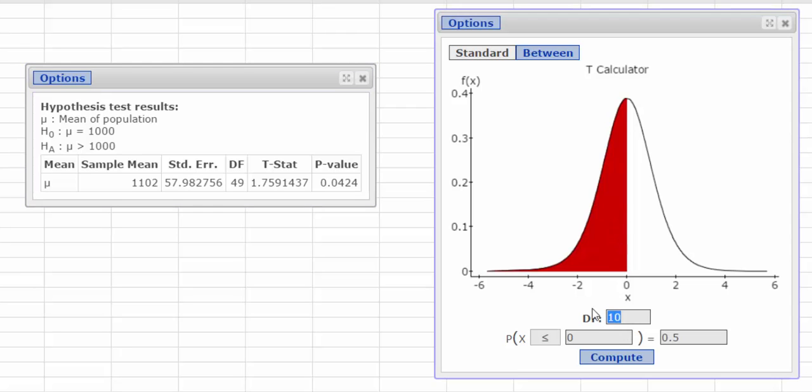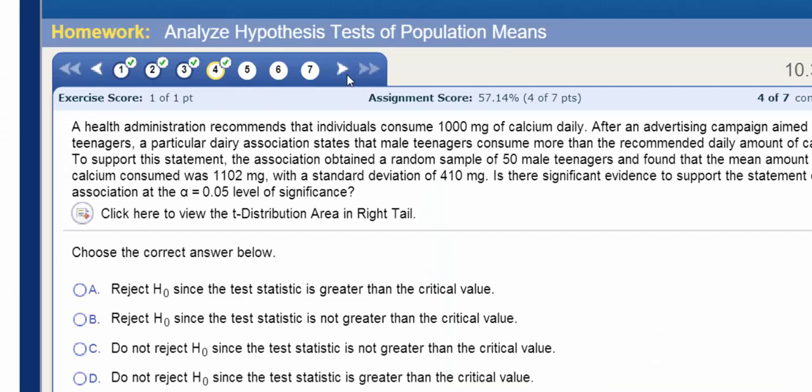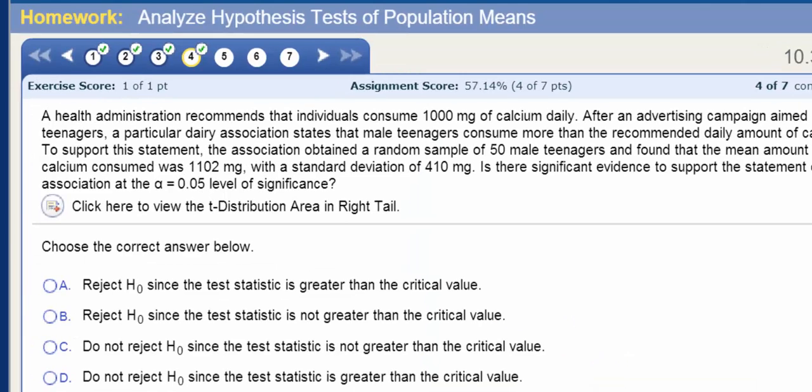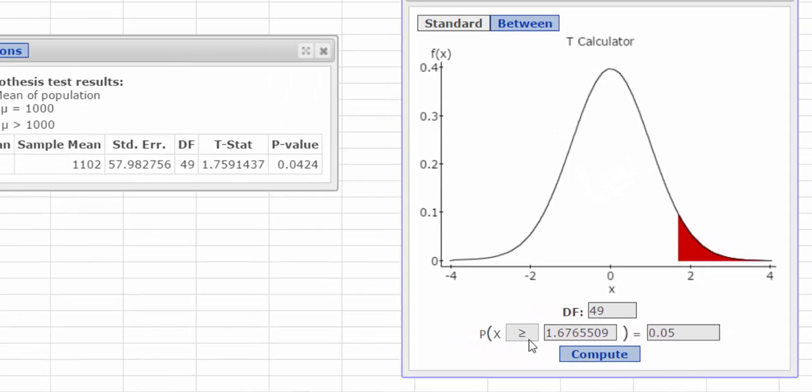So since we had a sample size of 50, the degrees of freedom would be n minus 1, or 50 minus 1. So I enter 49 for degrees of freedom. And then our level of significance was 5%. So I'm going to enter 0.05. And this was a right-tailed test. And I press compute. And you can see my critical value is 1.67655.